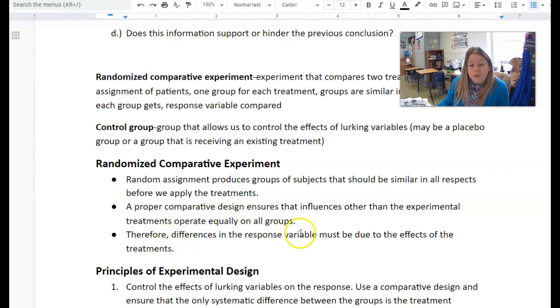Therefore, the differences in the response variable must be due to the effects of the treatment. So doing this like that is to help eliminate those lurking variables. We don't want anything else to affect our results. We want to know, does caffeine influence heart rate?